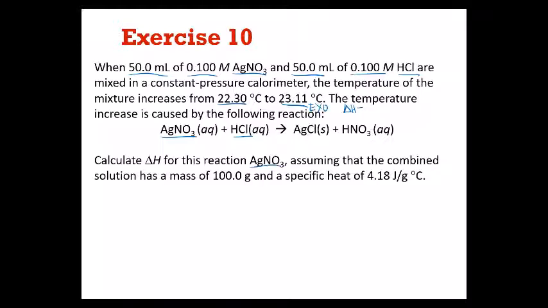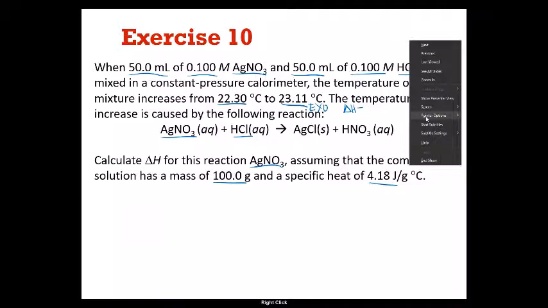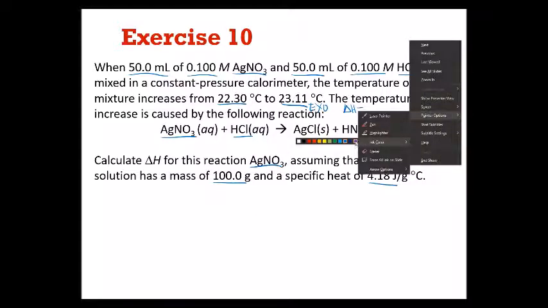Delta H for this reaction of silver nitrate, assuming the combined solution has a mass of 100 grams, specific heat of 4.18, just like water. Once again, the majority of the stuff in there is water, so that's why it takes on the same specific heat as water. Because 50 milliliters of 0.1 solution is not a lot of the substance dissolved for either the acid or the silver nitrate. The majority is actually water molecules. All right, so it's the same thing as what we did before. Now we're going to deal with the QAQ always first. Let's get that amount, go from there.